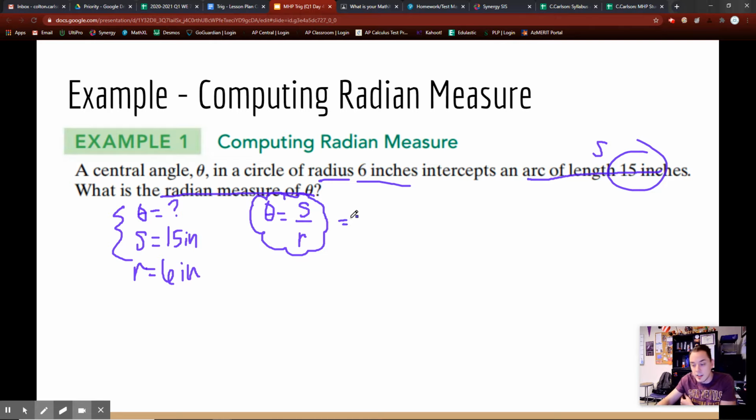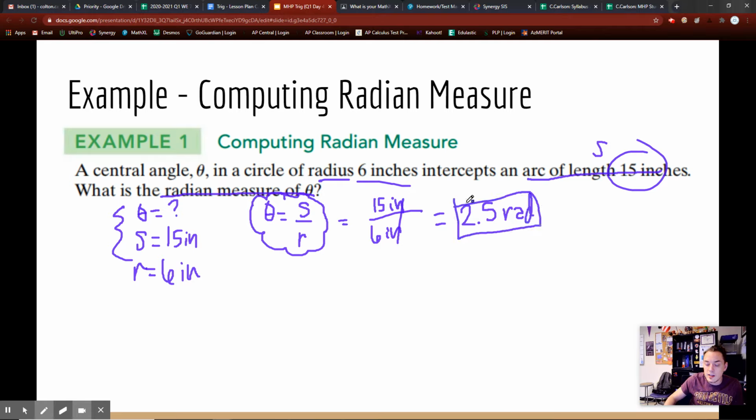So when we solve this, now watch, pay attention, 15 inches here, because that's my S, and I plug in R, which is 6 inches. And then, of course, the inches go poof, and this equals 2.5 radians. I'm going to abbreviate RAD. So how many radians do I have? I have 2.5 of them.